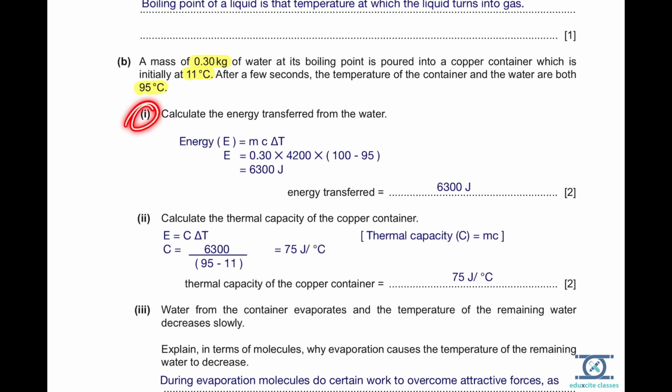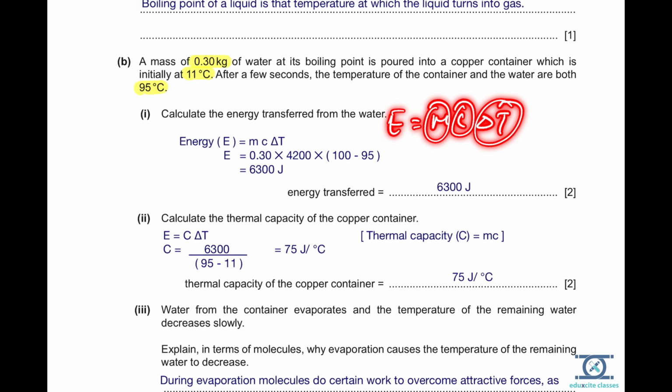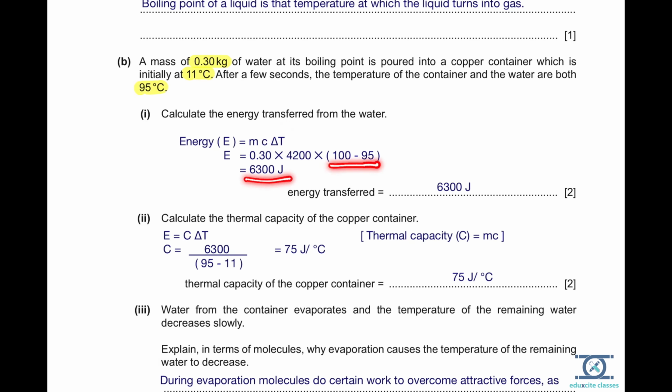Now the first part, calculate the energy transferred from the water. So we know that E is nothing but mcΔT, where m is the mass, c is the specific heat, and ΔT is the change in temperature. Just by putting in the mass, c already mentioned in the question, and ΔT, the change in temperature for the water, which is from 100 to 95, we get the energy transferred as 6300 joules.